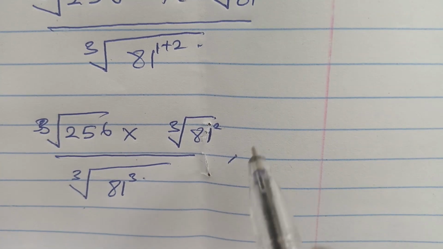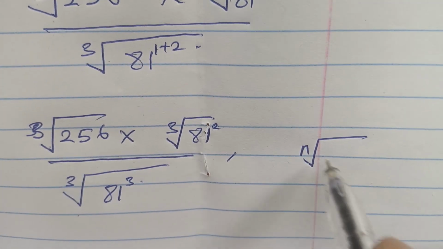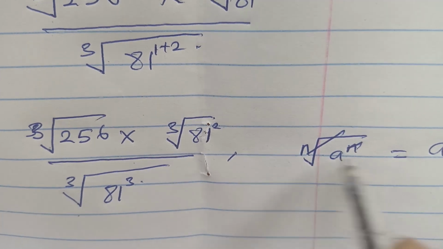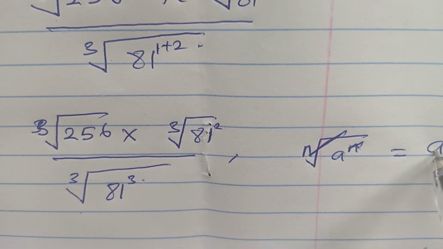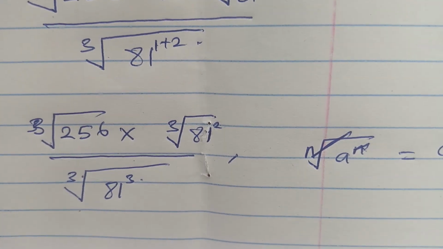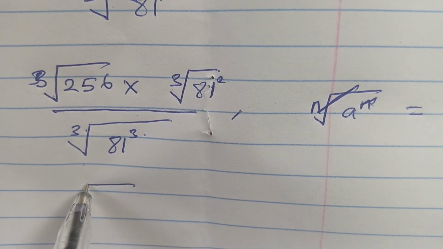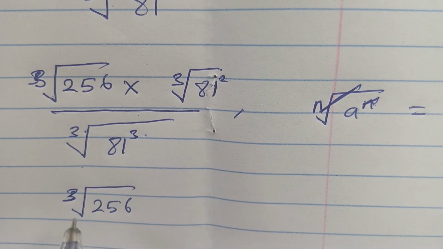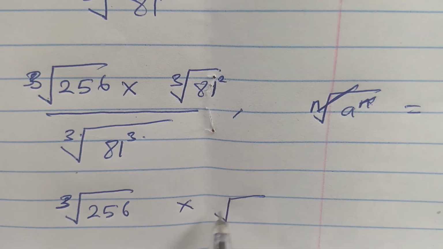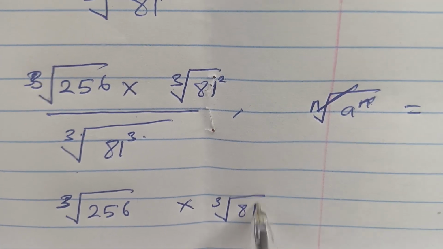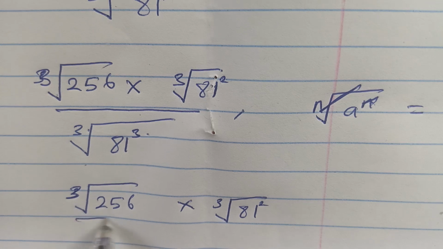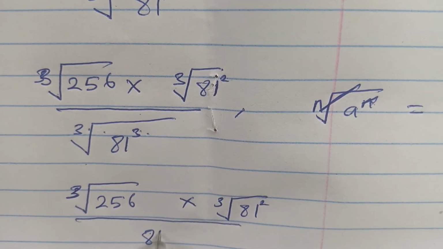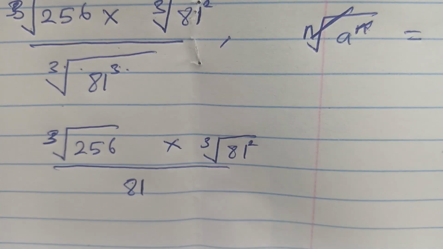From here we are going to apply a rule which says the nth root of a to the power of n is equal to a, because the n will cancel the nth root. If we put this principle here, we have 3 here, so we simply have the cube root of 256 times the cube root of 81 all squared, divided by, this and this will go, we are left with 81. So we've done this.